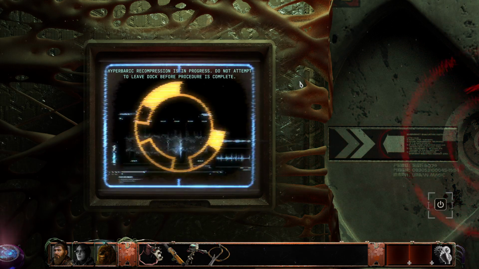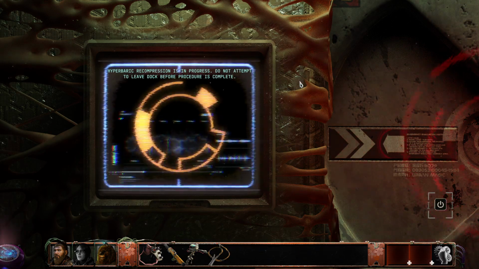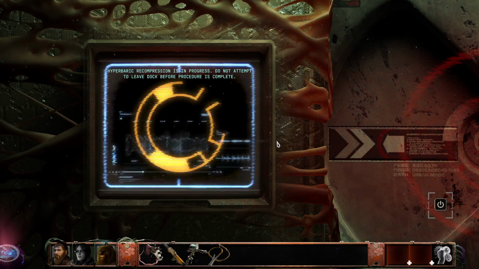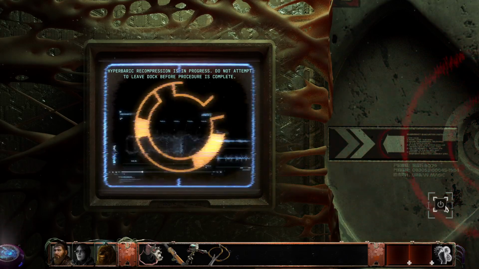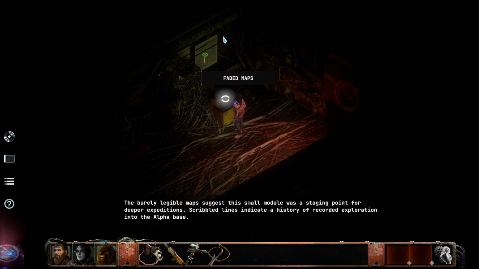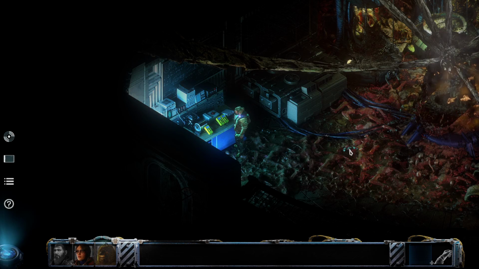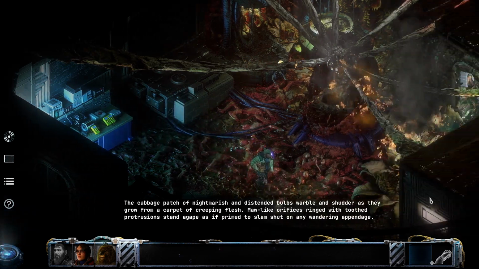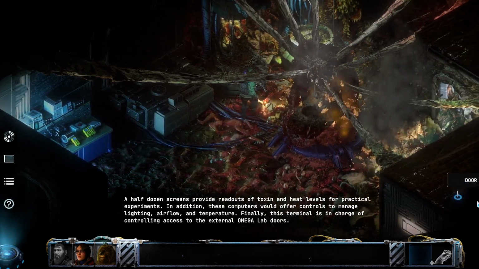Recompression is in progress. Recompression is in progress. Okay. I think recompression may be in progress. I don't know where I'm getting this idea. It's just a feeling I have. Call it feminine intuition. The barely legible maps suggest this small module was a staging point for deeper expeditions. Scribbled lines indicate a history of recorded exploration into the Alpha base. Alright, well, at the very least, we know a place where Mac is going to want to use that torch.